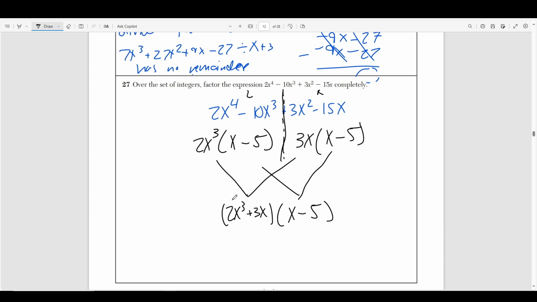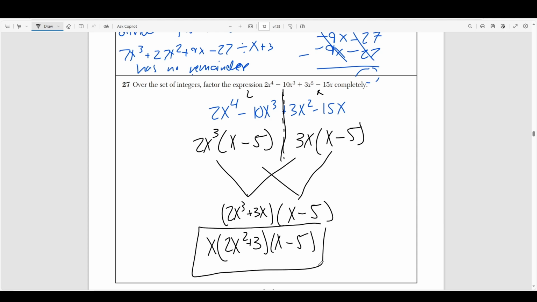No, because you can take out an extra x from this parentheses. Don't fall for the trap. So if you factor out x, you get x times 2x squared plus 3 times x minus 5. That's the answer in this case. If you were confused on how I knew to take out 2x cubed, again, you can always break these down into their components.